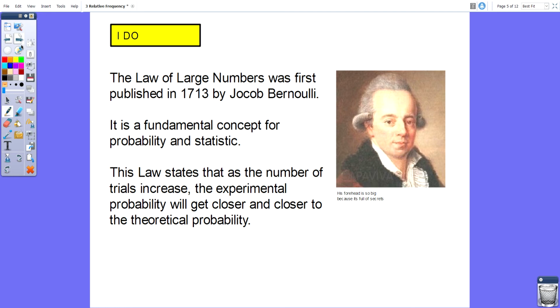And it states that as the number of trials increase, the experimental probability will get closer and closer to the theoretical probability. So the more times we do it, the more times our probability calculated will be close to the probability we expect.